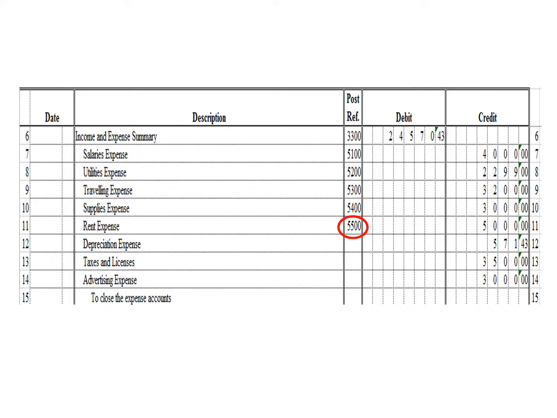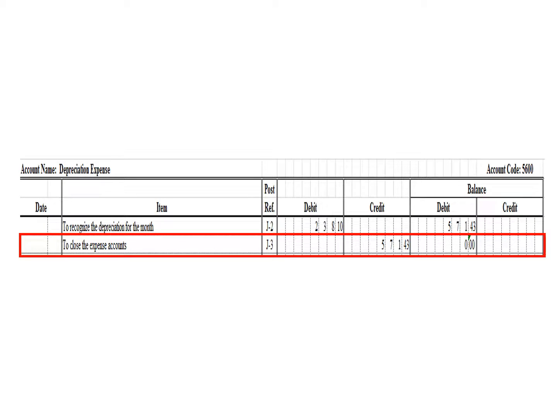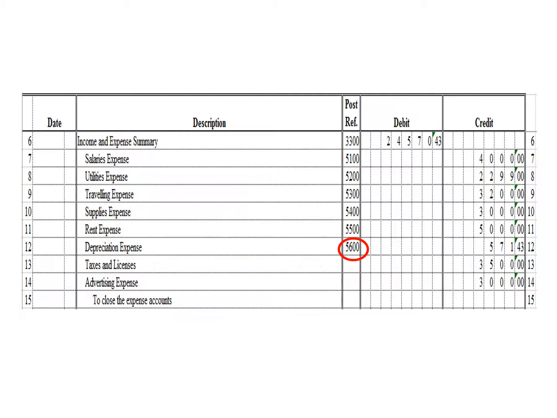Okay, let us post the next credit entry. In the depreciation expense ledger, write the description to close the expense accounts, then the posting reference J3. Under the credit column, write the amount 571 pesos and 43 centavos. In the balance section under the debit column, again write 0. After posting the credit entry for depreciation expense, write the posting reference 5600, the account code for depreciation expense. Let us post the credit entry for taxes and licenses.